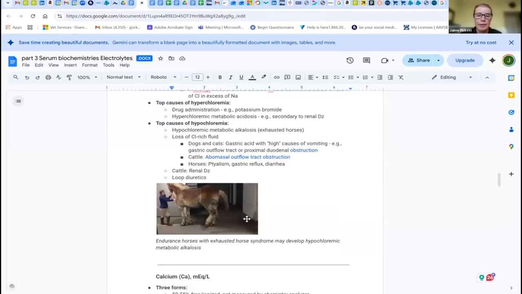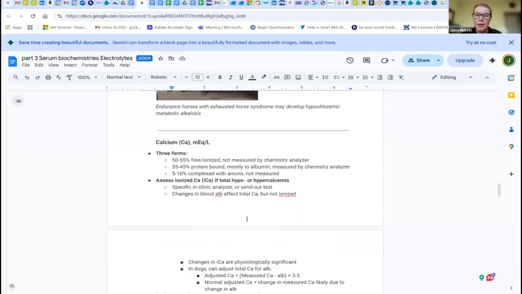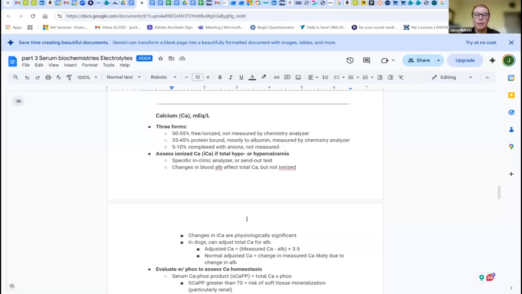Now, moving on to calcium, there are three forms: free, bound, and complex. Total calcium is a combination of ionized calcium, protein-bound calcium, and a small complex fraction. The ionized portion is the physiologically active form. That one is the one that truly matters. So if total calcium is abnormal, especially if it's dramatically high or low, check an ionized calcium.